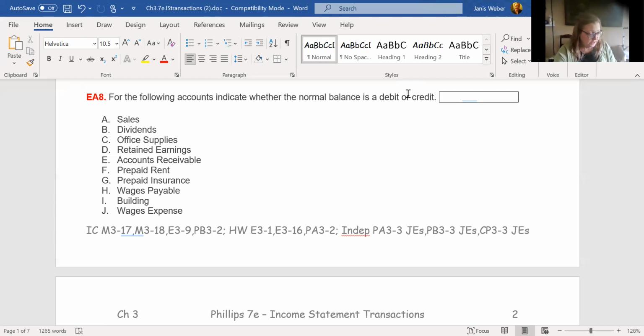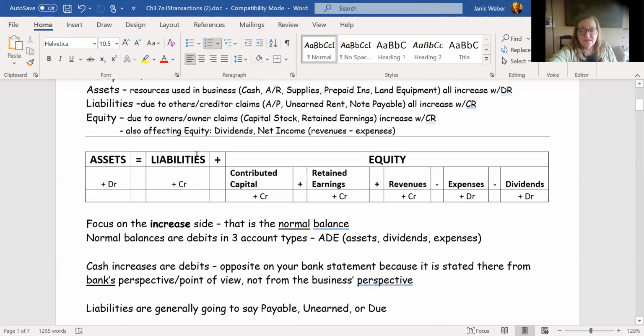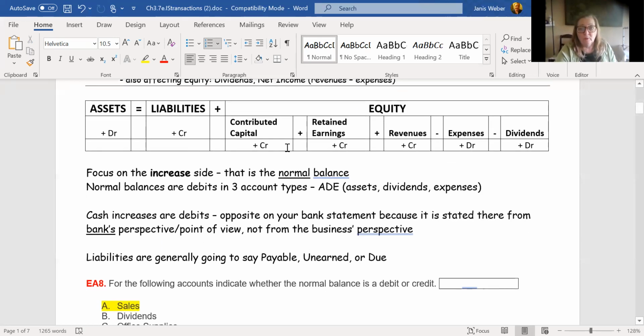Rather than looking at each one, I just kind of eyeballed them to say what they are. So I'm going to talk you through this and then I'll mark the ones. Okay. So sales is a revenue account. That's a credit balance account, isn't it? So that one, I'm just going to highlight the credits. You could do either way. You could highlight the credits. You could mark the debits. Then dividends is a debit balance account. Assets, dividends, and expenses.